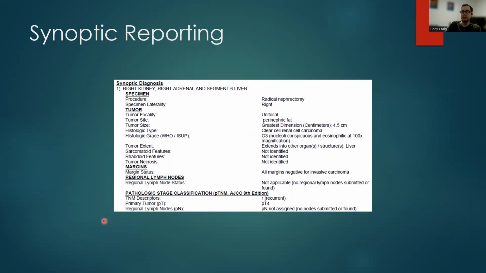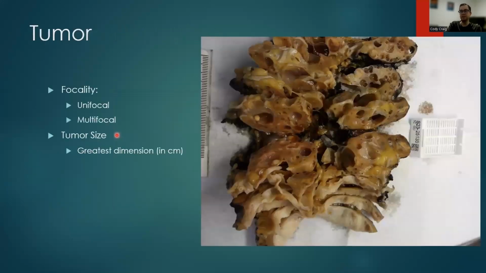So we'll get right into the tumor section. The first header in the tumor group is focality. Unifocal, multifocal, it kind of speaks for itself. If there's a single mass, like in the earlier cases that I showed, that would be unifocal. And then if you look at this case, you see all these little holes, almost like Swiss cheese. We use a lot of food analogies in pathology because it's really gross.